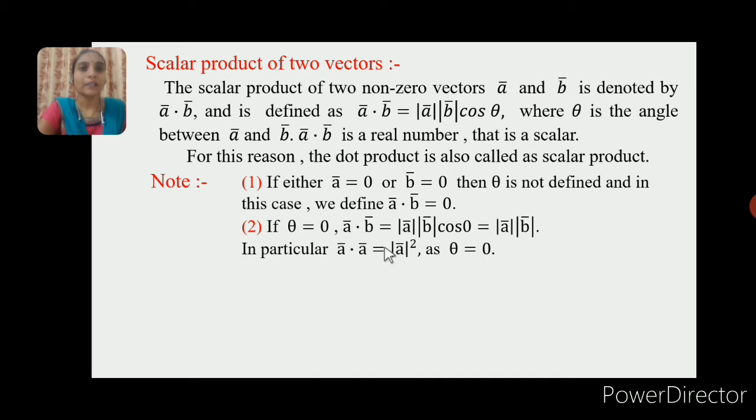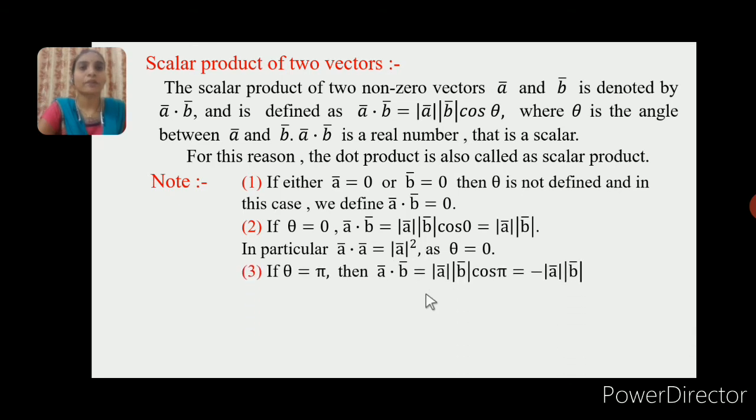Second, if theta is equal to 0, a bar dot b bar is equal to magnitude of a bar into magnitude of b bar into cos theta, but here theta is equal to 0, then magnitude of a bar into magnitude of b bar into cos 0, and the value of cos 0 is 1, we get magnitude of a bar into magnitude of b bar. In particular, a bar dot a bar is equal to magnitude of a bar square, as theta is equal to 0.